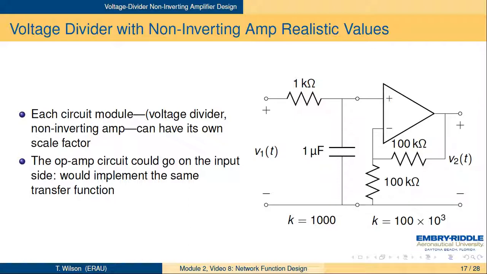You could also put the op amp on the input side. I didn't put that in the slides here, but I think you can imagine how you would just put the input into the plus terminal first, have the gain factor, and then have that feed the 1 k ohm and the 1 microfarad capacitor divider.